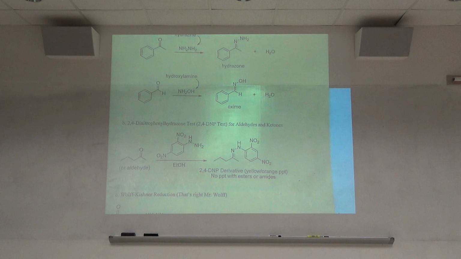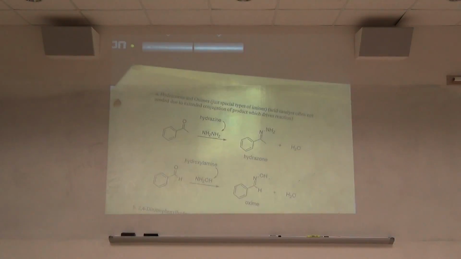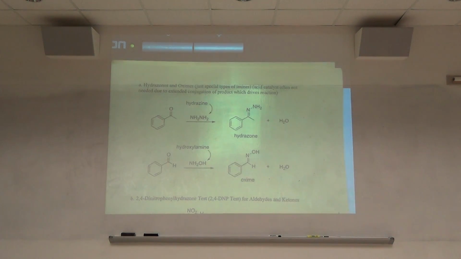Okay. A, B, C are all under what? Well, they're all kind of under imines. I reckon we're under 2. 2A, 2B, and 2 is imines and enamines. Most of these are imine applications.